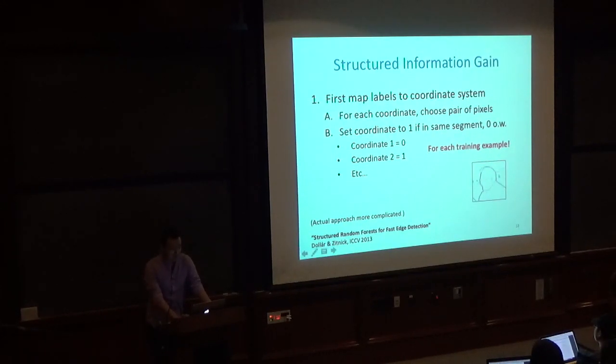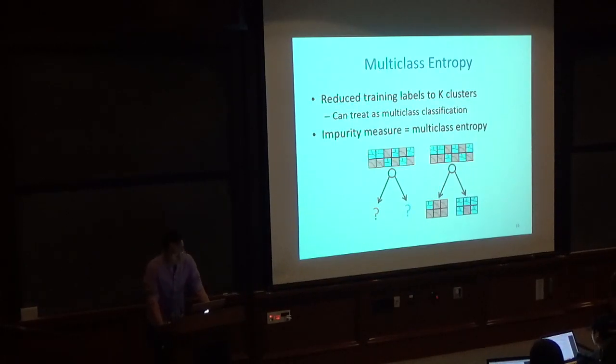So for every training example, which is a 16 by 16 image plus a 16 by 16 image patch, we have this predefined set of coordinates, and we set them to 1 or 0 depending on whether or not these 2 pair of pixels belong to the same patch in this particular training example or not. Then we can cluster the training labels using this coordinate system, using k-means clustering or any of your favorite clustering algorithms. So now we've reduced the training labels to k clusters, and now we can treat this as multi-class classification.